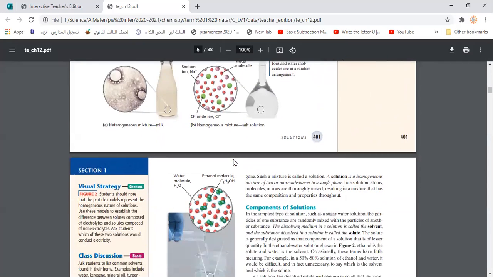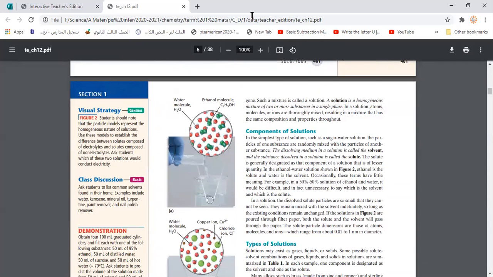So here, we could define a solution one more time as a homogeneous mixture of two or more substances in a single phase. That means it just gives one appearance, one outlook. I can't distinguish its components.